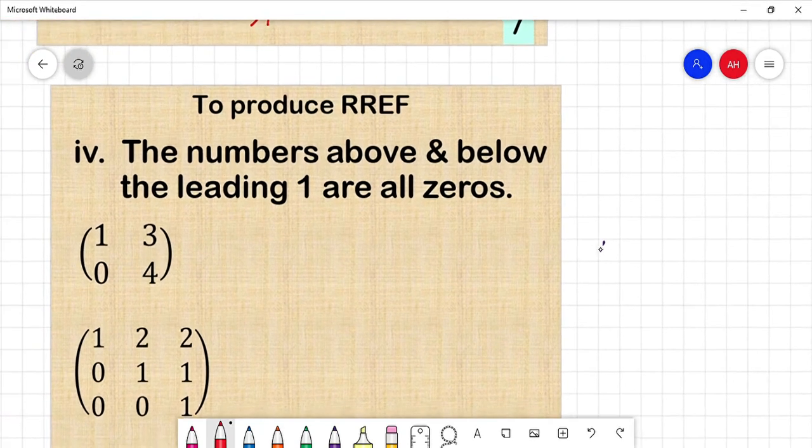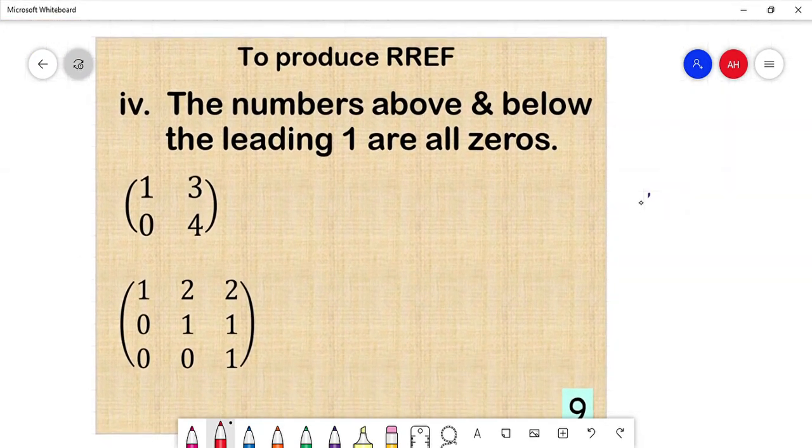This is the last condition, the last requirement to be in reduced row echelon form. That is, the numbers above and below the leading one must be all zeros. Meaning to say, for example, for the first matrix over here, this is the leading one for row number 1. Below this number must be 0, right? Yes. But for this particular matrix, that number 4 is not the leading one. So what we have to do is make this our leading one.